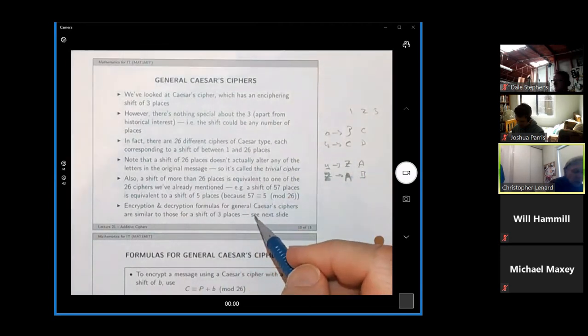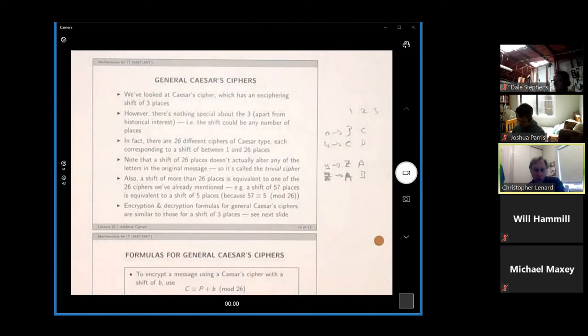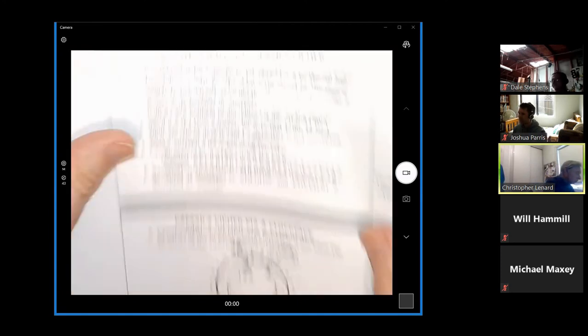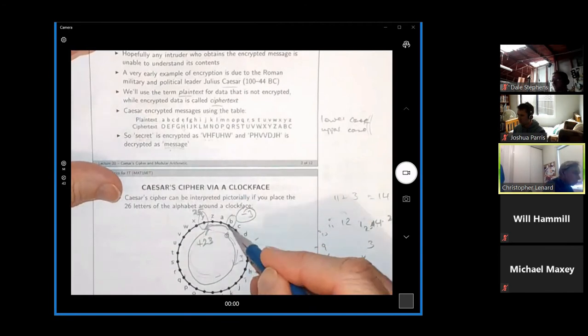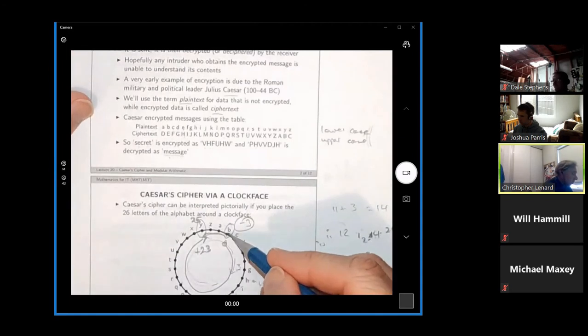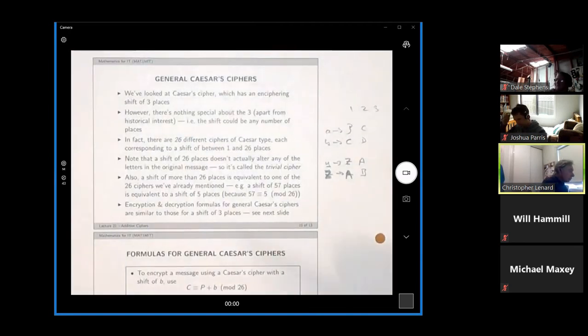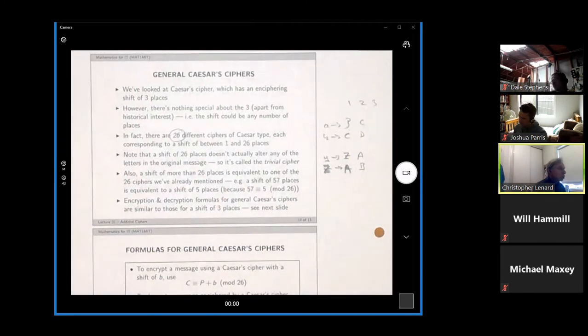You could shift forward 26. What would happen if you shifted forward 26? Well, B would become B, which isn't very interesting. It's the same as not shifting at all. If you shifted forward 27 spots, B would become C, which is just the same as shifting forward 1 spot. So really, there are 26 different ciphers where you shift forward that many spots.